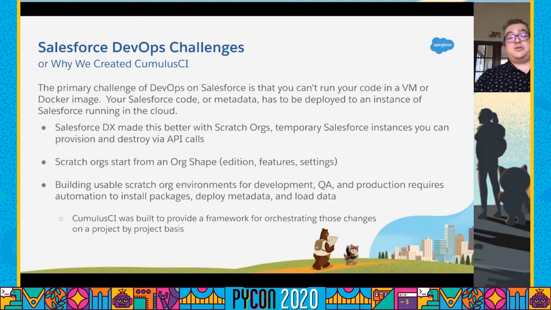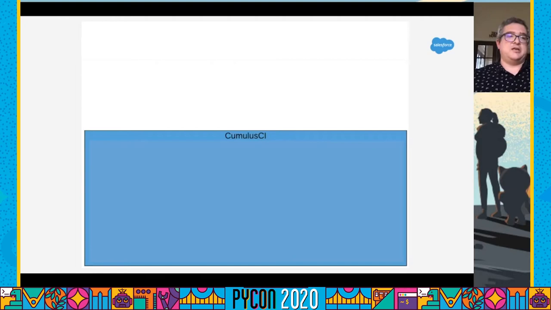And that's really the core of the challenge that Cumulus AI was built to provide a framework for: orchestrating all of those changes on a project-by-project basis in a highly configurable way. So let's take a quick look at the structure of Cumulus AI and how it's set up.